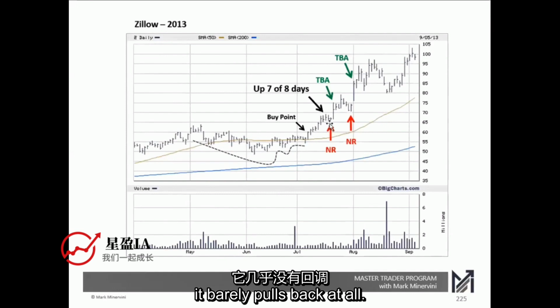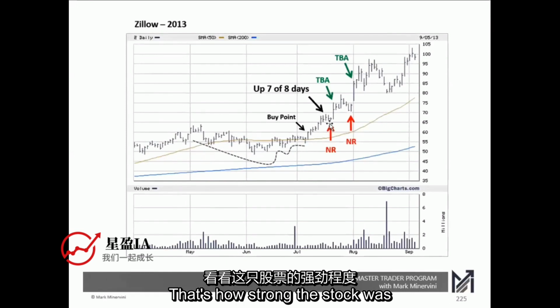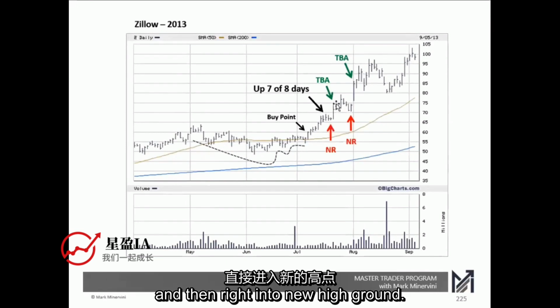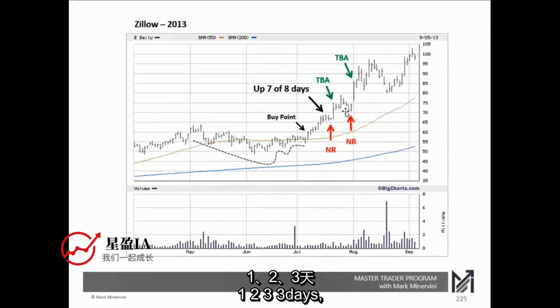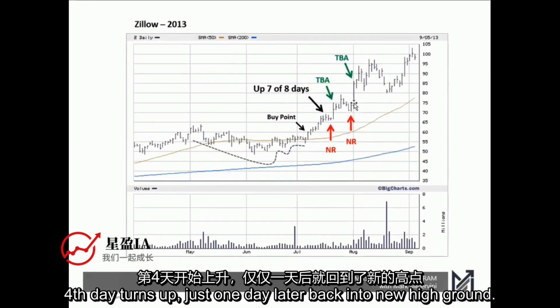It barely pulls back at all. That's how strong the stock was. And then bang, right into new high ground. Then you get another little pullback, 1, 2, 3 days. The 4th day turns up. Just 1 day later, back into new high ground.